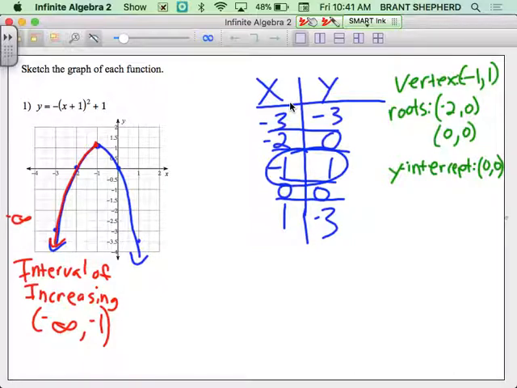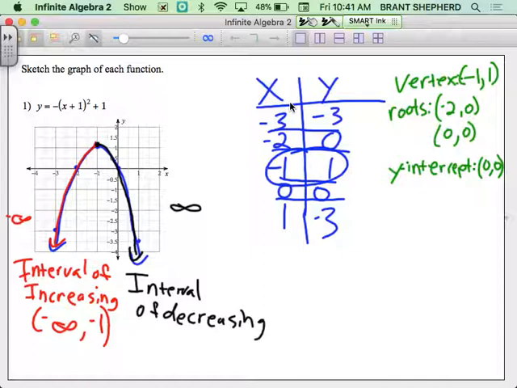I can also see that there's an interval of decreasing. It's going to start right here at x equals negative 1. Wherever it stops increasing, it starts decreasing. And it goes all the way out here until infinity. It's going to keep going on forever, decreasing. So my interval of decreasing starts at negative 1 and goes all the way to infinity.